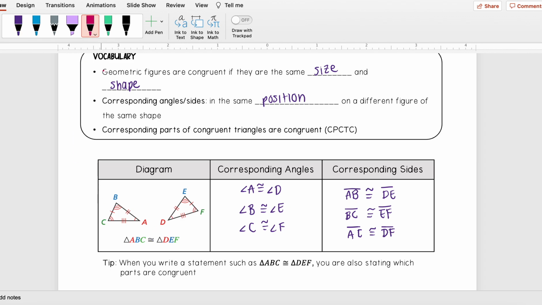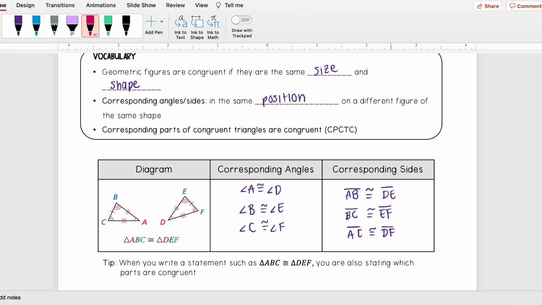And something special about my congruency statement here, and we see this in this tip, is that when you're writing that statement, you're also stating which parts are congruent. And so you can do that by listing the angles that are congruent. So like I see angle A and angle D, they're congruent to each other. They're also the very first letter that we say. Angle B is congruent to angle E, and they're both the second letter in our congruency statement. And same with C and F. And we also see that with our sides as well.